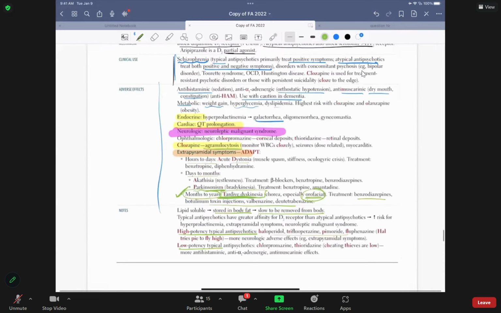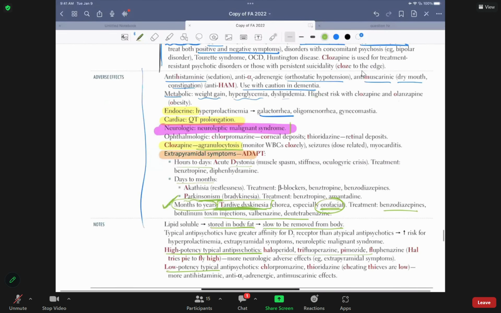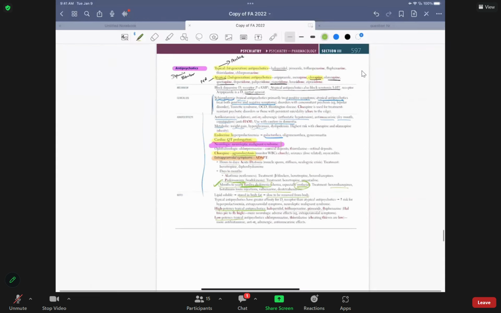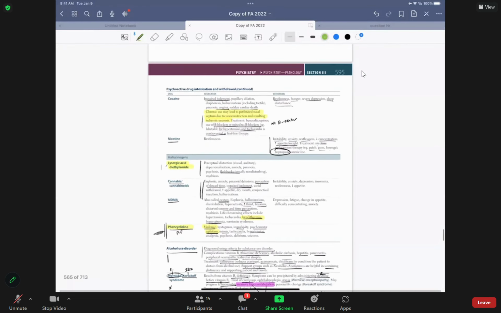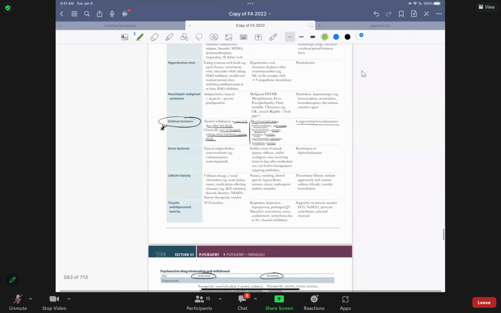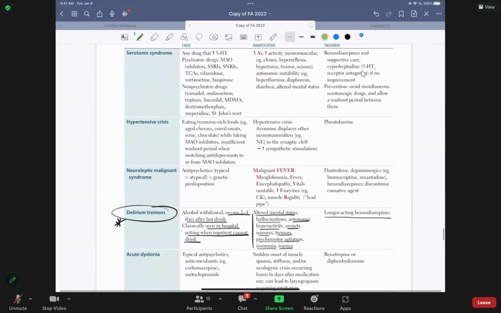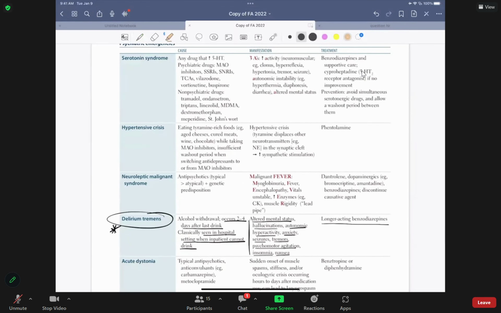Now, what we need to learn. What is this neuroleptic malignancy? Okay, that's a must. It comes on the exam. We need to go a few pages back. On top of the delirium tremens, you will see this neuroleptic malignant syndrome. Now, when you see this neuroleptic malignant syndrome, it says antipsychotics, typical more than atypical, and all these things. That's not important for us.